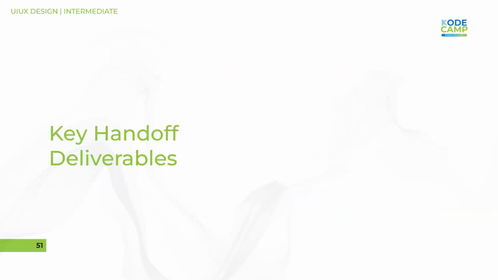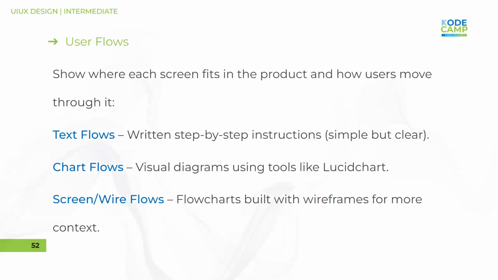So what are the key deliverables? We have the user flow. This shows where each flow fits in the product and how users would move through it. This is going to help developers understand structure and sequences, especially in complex designs with multiple logic paths, right?